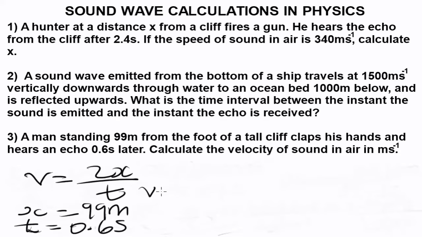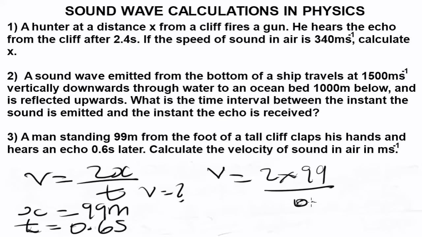So we don't have the v, we are looking for v. So let's input this parameter in this formula. When you do, you're going to have v equals 2 times 99 over, so we have the time to be 0.6.